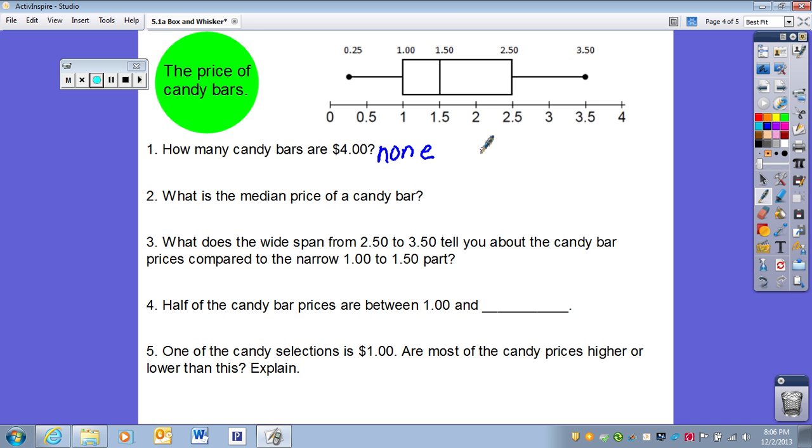What is the median price of a candy bar? Remember, the median is the very center of our data. It looks like the line that's going down the center is representing a candy bar that is $1.50. What does the wide span from $2.50 to $3.50 tell you about the candy bar prices compared to the $1 to $1.50? It does not tell you that there are more candy bars there, but what it tells you is the prices are more spread apart.